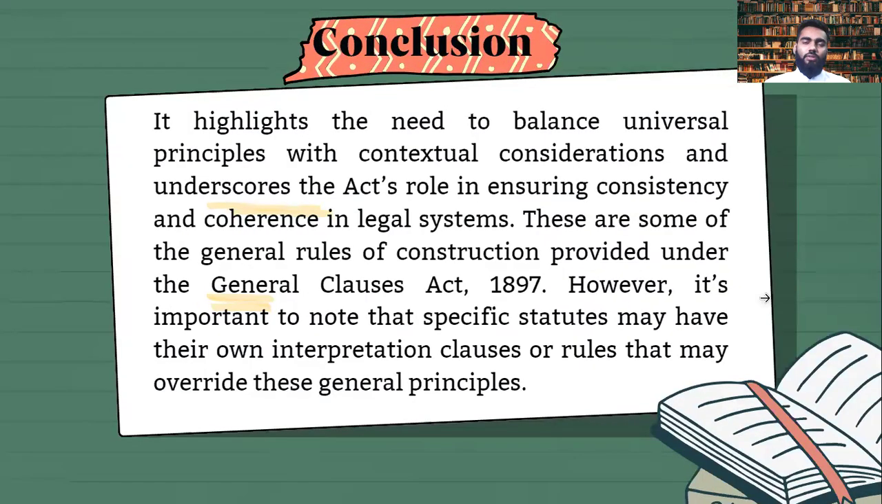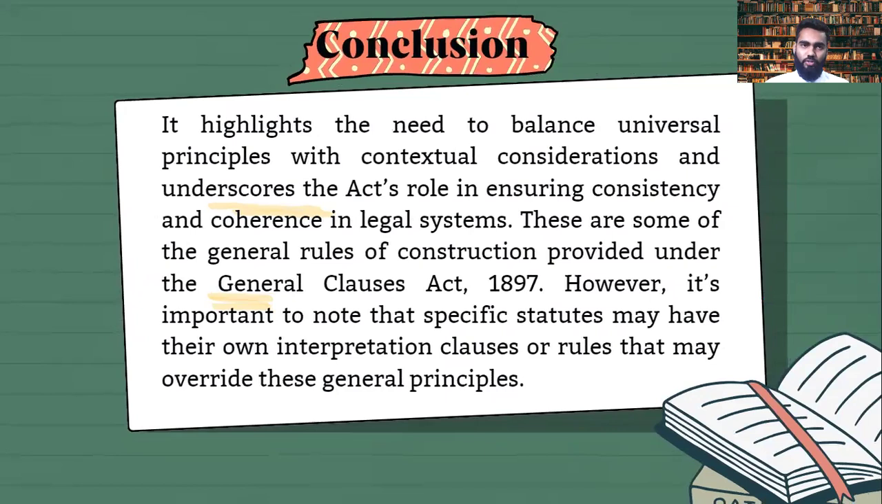Now let's conclude my presentation. In conclusion, I would like to say it highlights the need to balance universal principles with contextual considerations and underscores the Act's role in ensuring consistency and coherence in legal systems. These are some of the general rules of construction provided under the General Clauses Act of 1897. However, it is important to note that specific statutes may have their own interpretation clauses or rules that override the general principles. That's all about my presentation today.